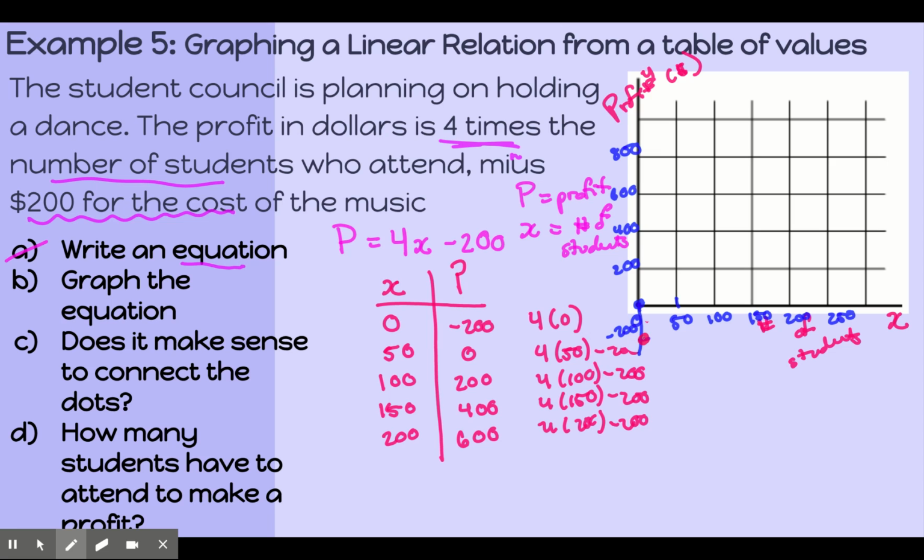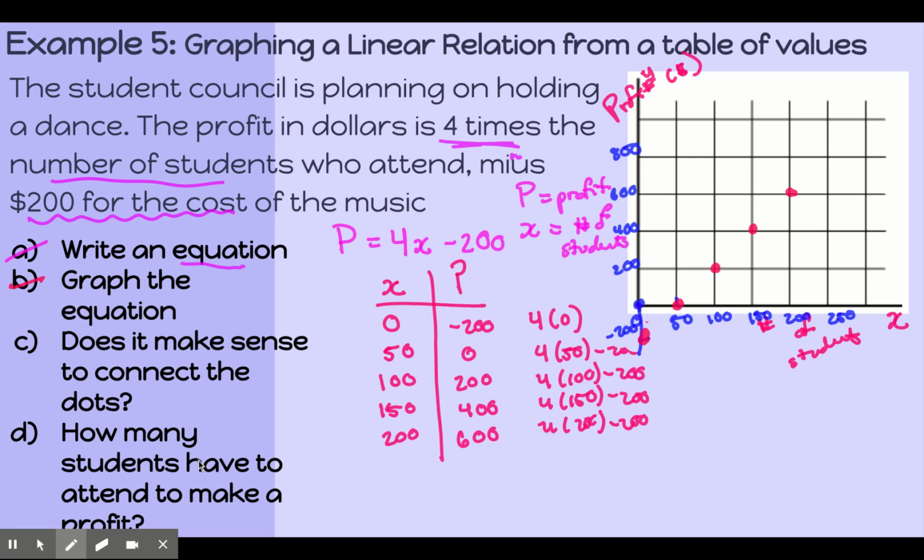There's my first point. 50, 0. That one's right actually on my x-axis. 100, 200. That's my next point. 150, 400. There's my next point. And 200, 600 is my last point. So there is my graph.